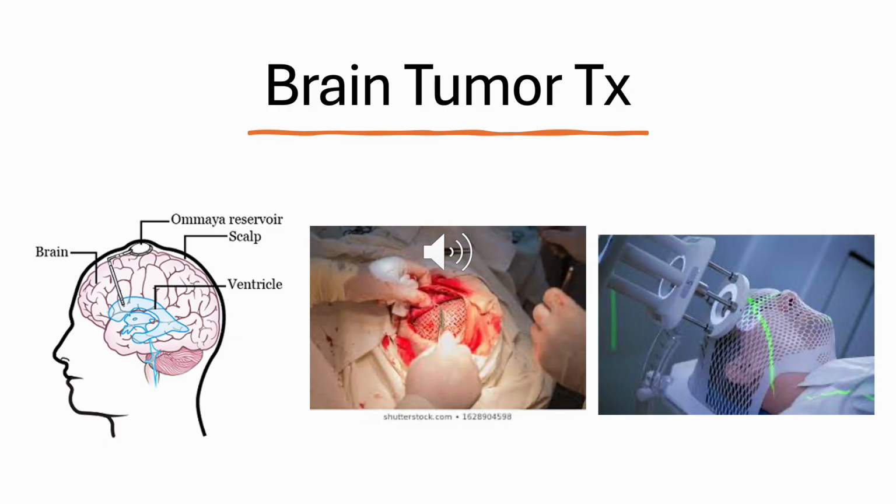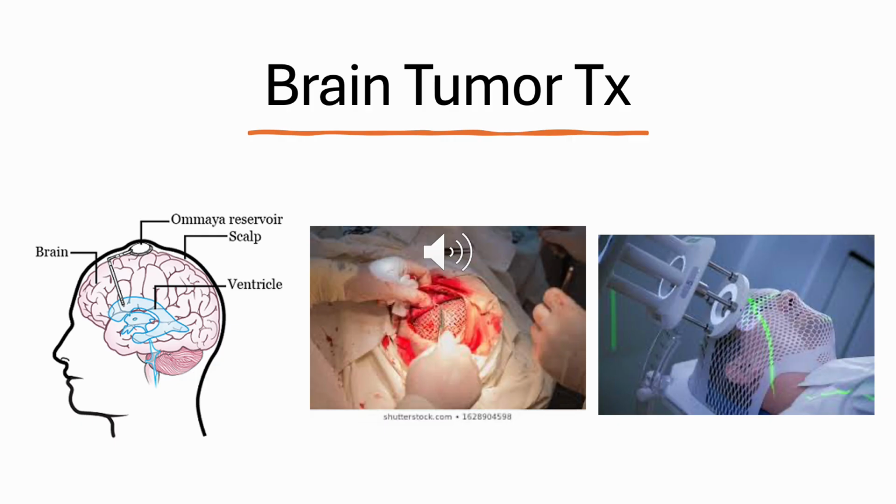Okay, treatment for brain tumor can include chemotherapy, and they use this Ommaya reservoir and they put it in the brain because the chemotherapy doesn't cross the blood-brain barrier usually, and so they put it directly into the brain this way. They can also have a craniotomy to remove the tumor or debulk the tumor, and stereotactic radiation is a type of teletherapy that they could get.